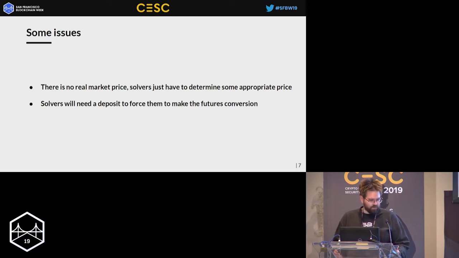So this construct has some promising features, but there remain some difficulties. One is that there is no real market price. Solvers just have to determine some price, perhaps by voting, but the reason there is no market price is that if the solvers would compete with each other, then the actual price might be too low, so then there would be no verifiers. Also a problem is that the solvers will need a deposit to force them to make the futures conversion. Otherwise they could just sell the future and they wouldn't have to do anything.